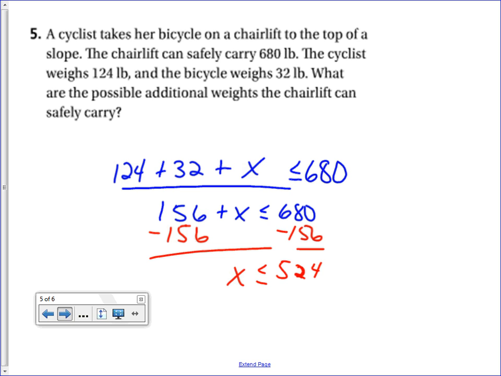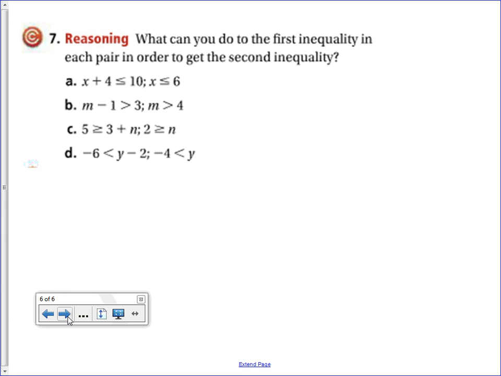Okay, and go ahead and take a look, try and solve these. Solve the first part. It says, what can you do to the first inequality in each pair in order to get the second? So let's think about that for a little bit.